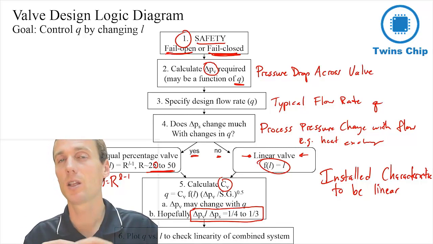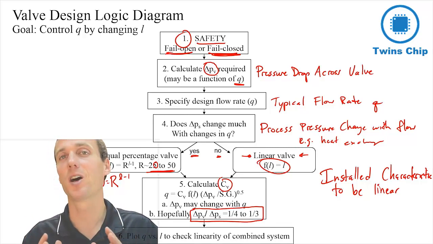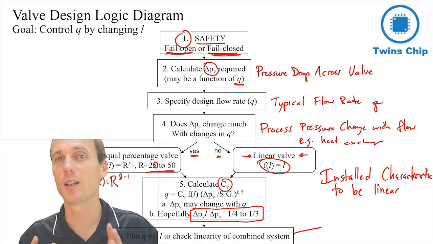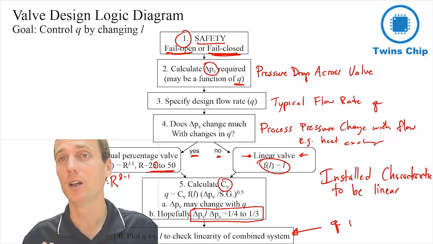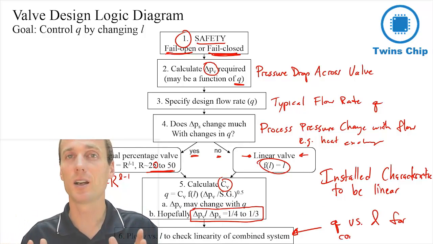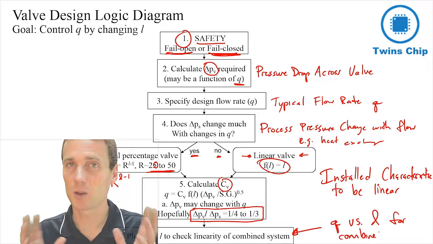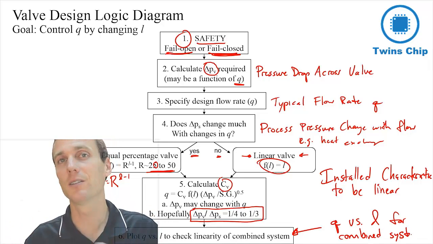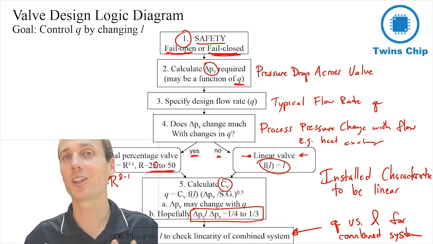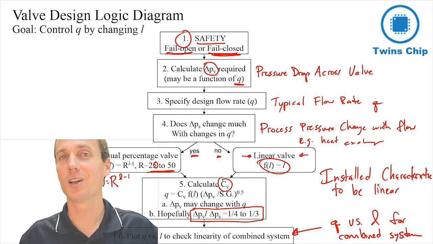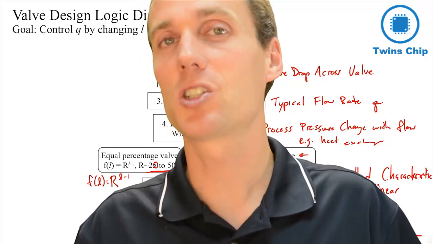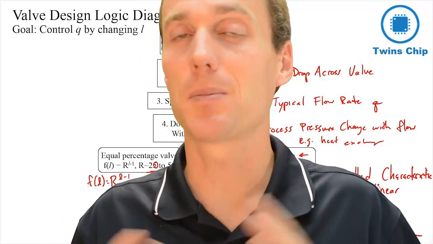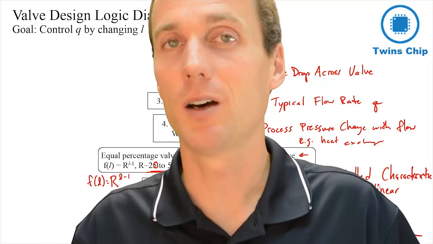Okay, so then what we want to do as a final step is just go ahead and plot the Q, the flow rate, versus the lift, or L, of the combined system to check the linearity of this combined system, the system plus the valve. Okay, so that's the final thing that we want to take a look at, and we're just going to go through a brief application now, just to show an example application of how we do a valve design.